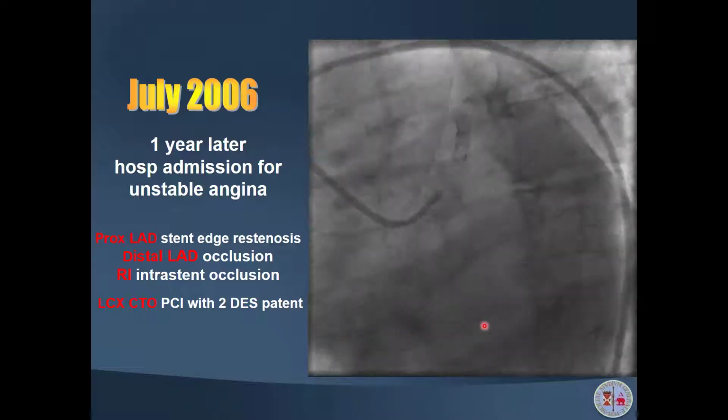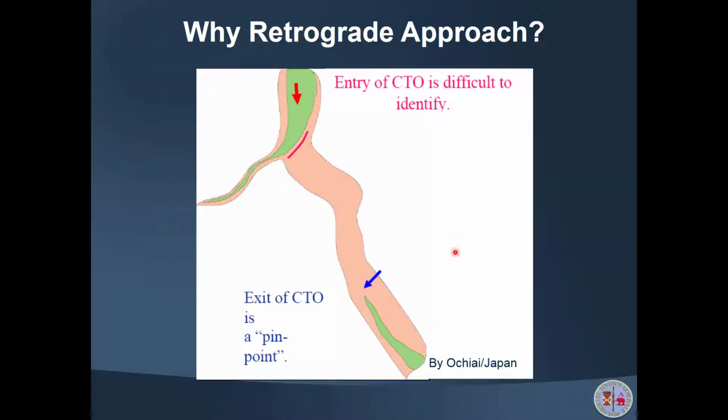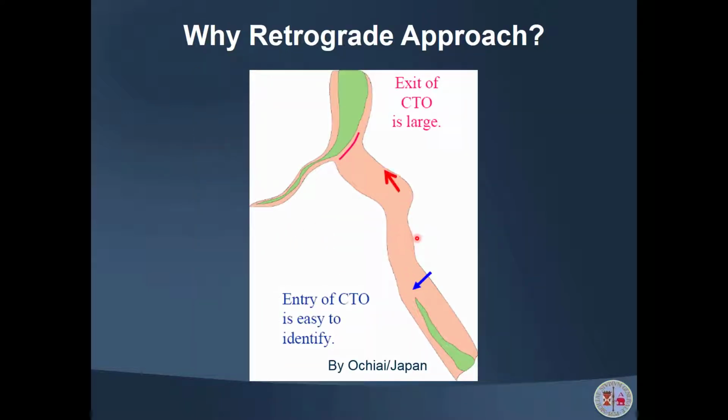At that time, in 2007, we had the first cases from the Japanese Kato and Tsuchikane, who were showing that basically through the collaterals we were able to go into the CTO from retrograde. And this was really very attractive and very important for us. But why retrograde approach? Most of the time, retrograde approach is used when the entry of the CTO is difficult to identify, there is a side branch, and also when there is a good approach from retrograde. This is the most important issue because, of course, if you have a tapered distal end, retrograde approach will be much easier, and also to get into the true antegrade occlusion will be much easier too.